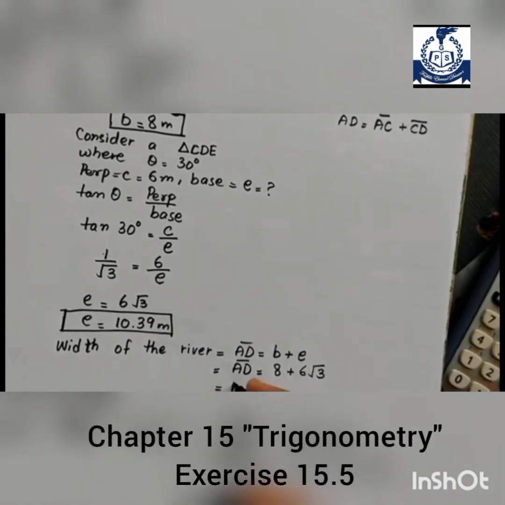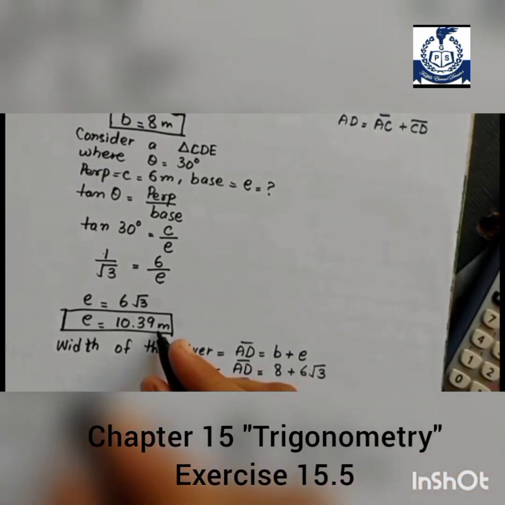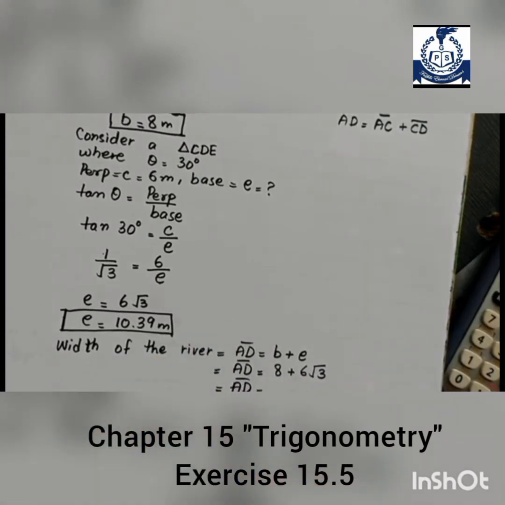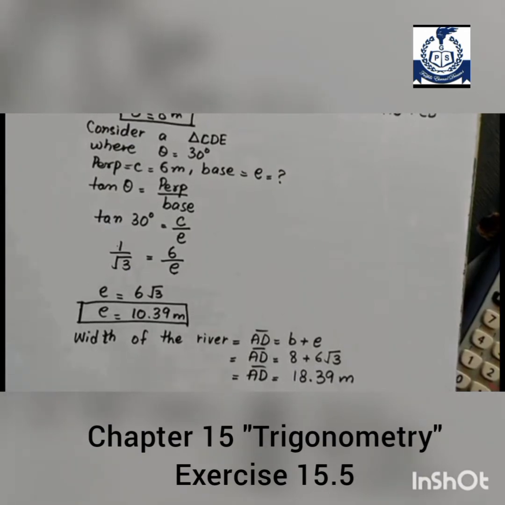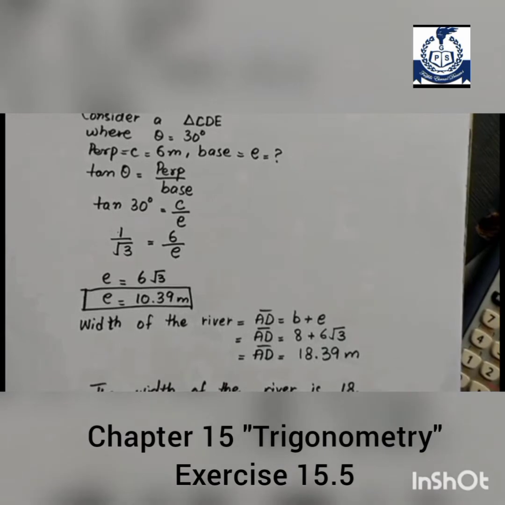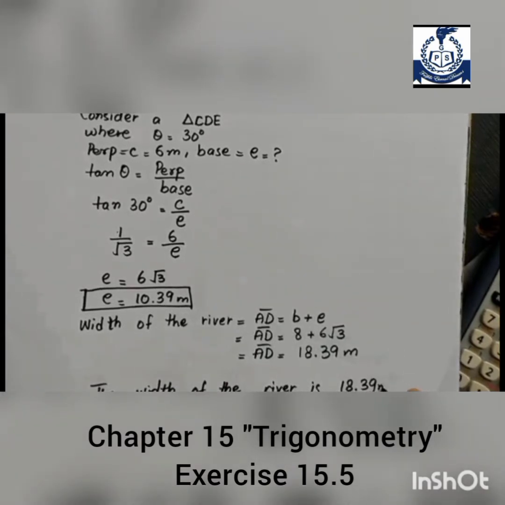Okay, you can write this value. So 8 plus 6 under root 3, or you can write it in under root form itself, which is more correct. So 8 plus 6 under root 3 is equal to AD is equal to 18.39, and this is our answer. The width of the river is 18.39 meter.